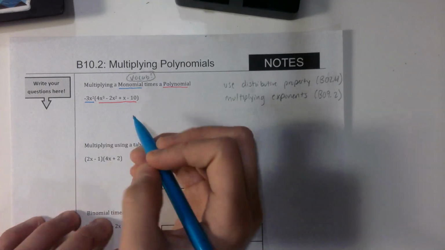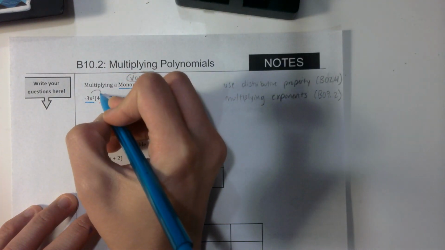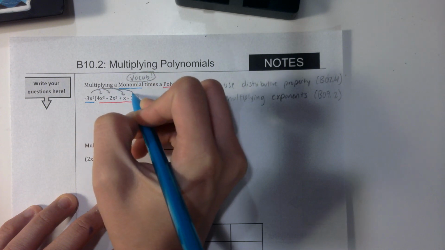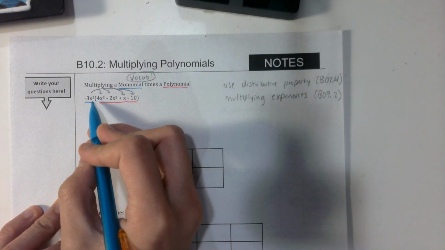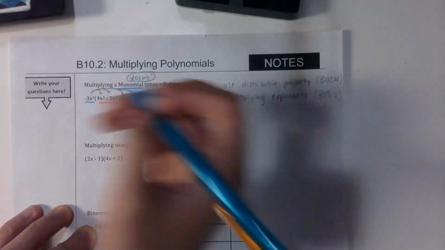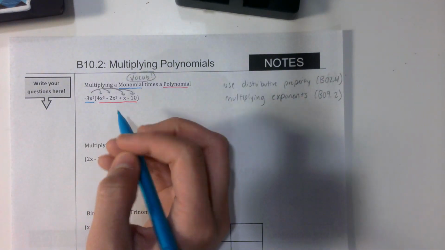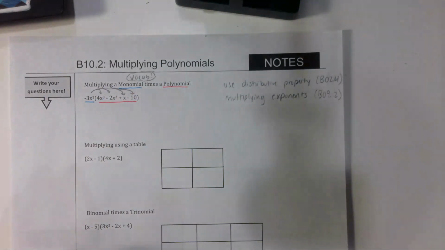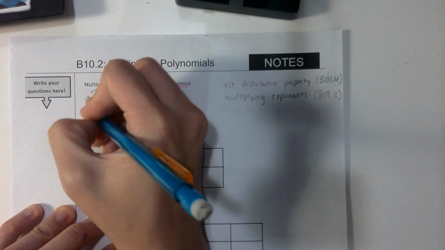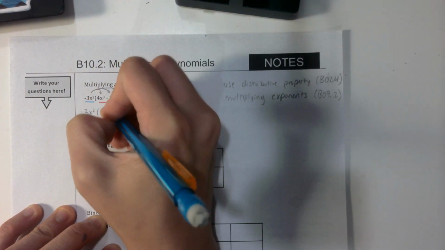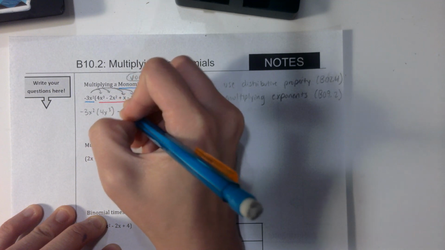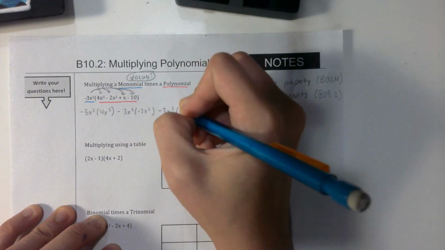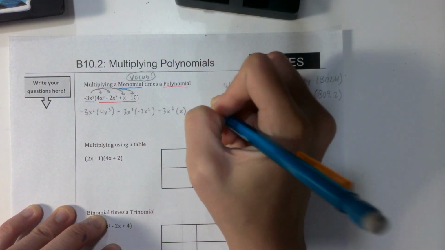Hopefully it refreshes you. But we're going to use the distributive property, so we're going to take this monomial and multiply it by everything in the parentheses. Since there's nothing next to the parentheses, that's a times sign. In the previous example, like B10.1, we added polynomials and there was a plus sign there. But since there's just the parentheses, you're going to multiply. So we're going to do negative 3x squared times 4x cubed minus 2x squared minus x minus 10.